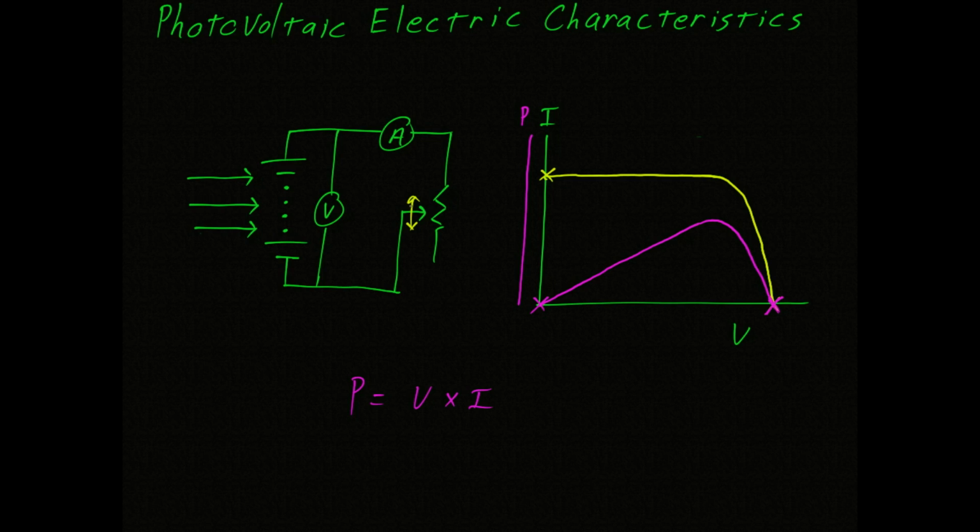This is an interesting result. What it tells us is that as we adjust this resistor, we're going to find a sweet spot where the power delivered by the solar cell is at some maximum. In fact, we would call this the maximum power point of the solar cell.